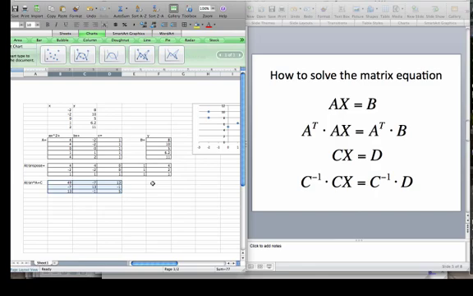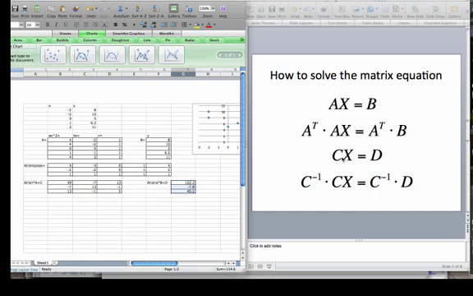I also need to multiply A transpose times B, and we're going to call that one D. It will be a 3 by 1 because I'm multiplying 3 by 5 times 5 by 1. Equals mmult A transpose times B, parenthesis, Control or Command Shift Enter, and let's box it. Okay, so now I have C and D.